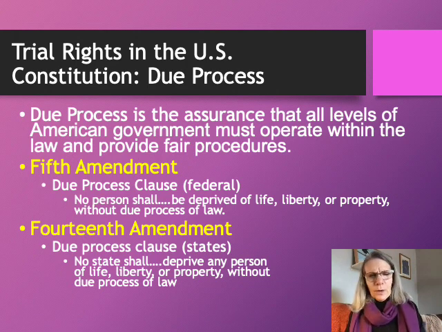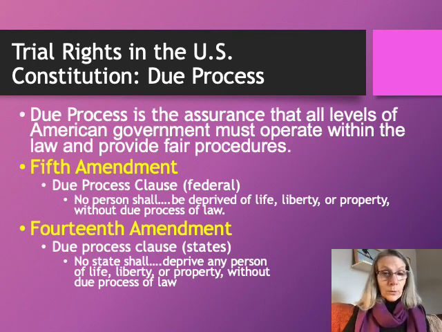Now, we also have a due process clause in the 14th Amendment, and it's almost the same as the 5th Amendment, but it has a little bit of a twist. The Due Process Clause in the 14th Amendment applies to the states. It was added after the Civil War in 1868. And it basically tells states what they can't do.